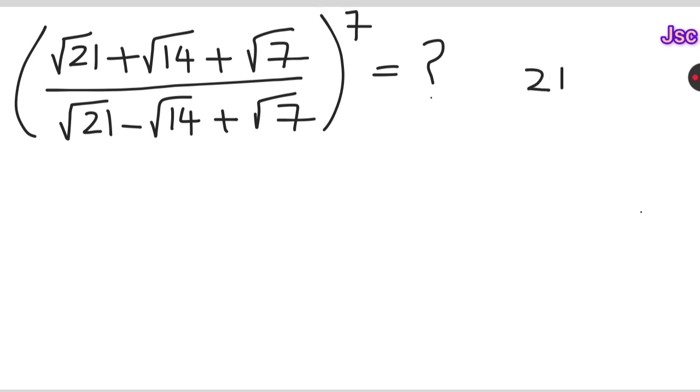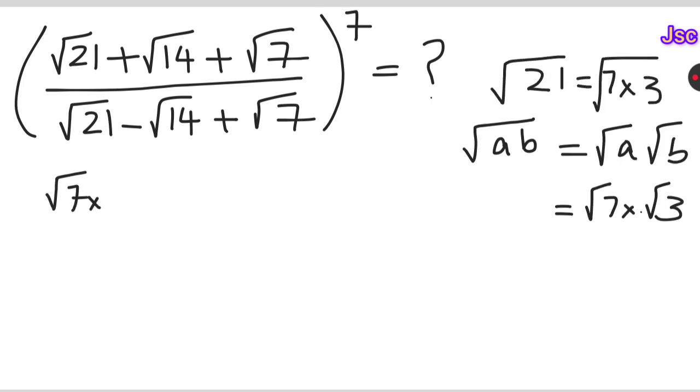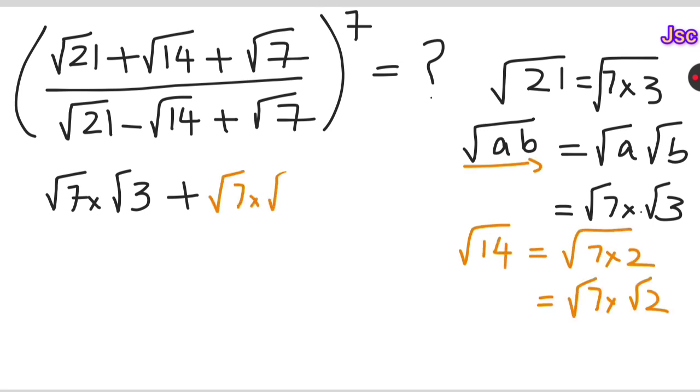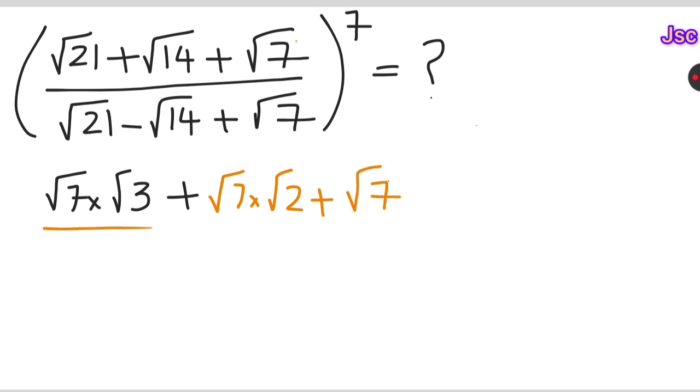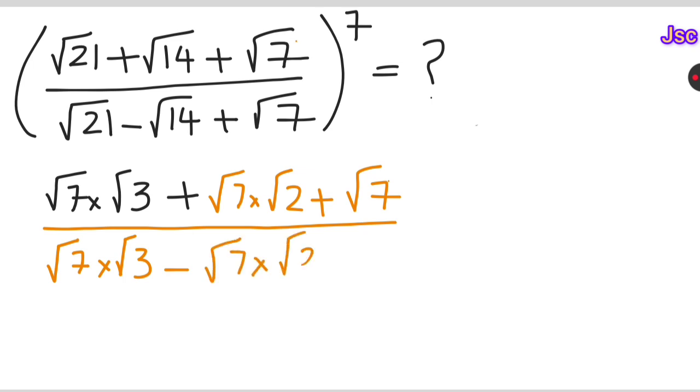21 we can write in terms of 7, that is 7 times 3. Square root of 21 we can write as square root of 7 times square root of 3, plus the second number, square root of 14, we can write in terms of 7, that is square root of 7 times square root of 2, plus square root of 7. So this is our numerator, and the denominator also we converted the same way. Square root of 21 we can write as square root of 7 times square root of 3, minus square root of 14, also written as square root of 7 times square root of 2, plus the third term, square root of 7.